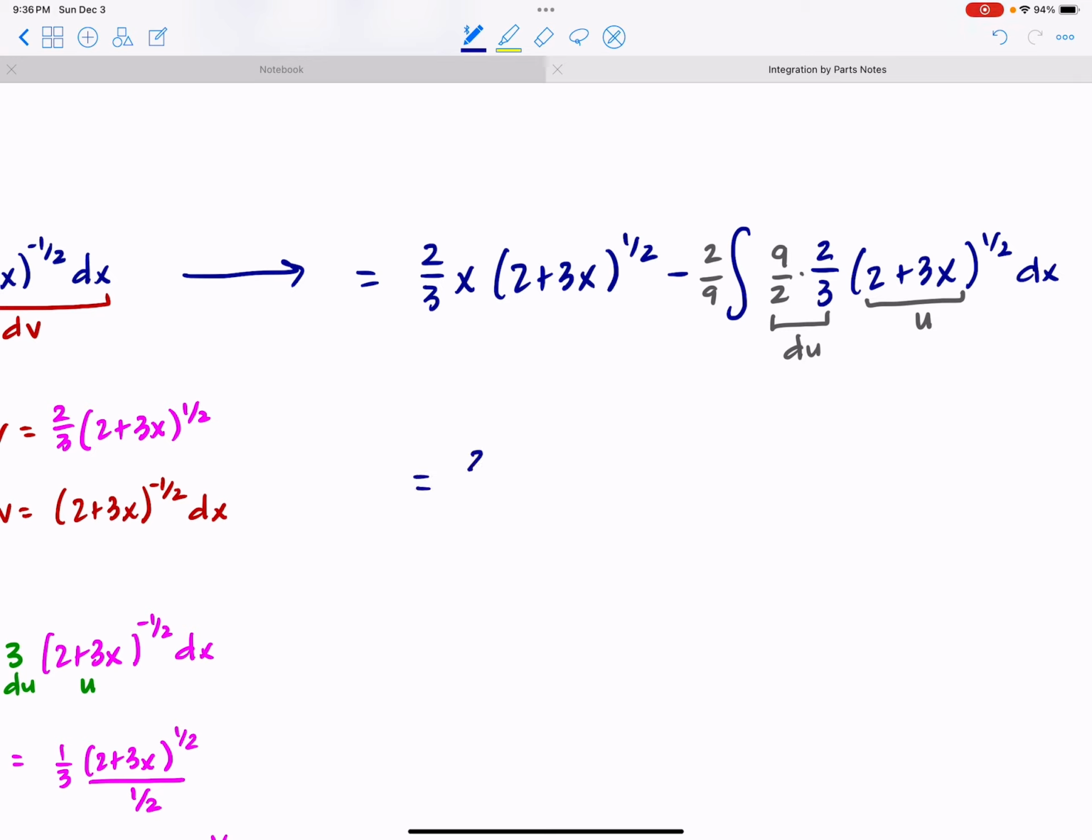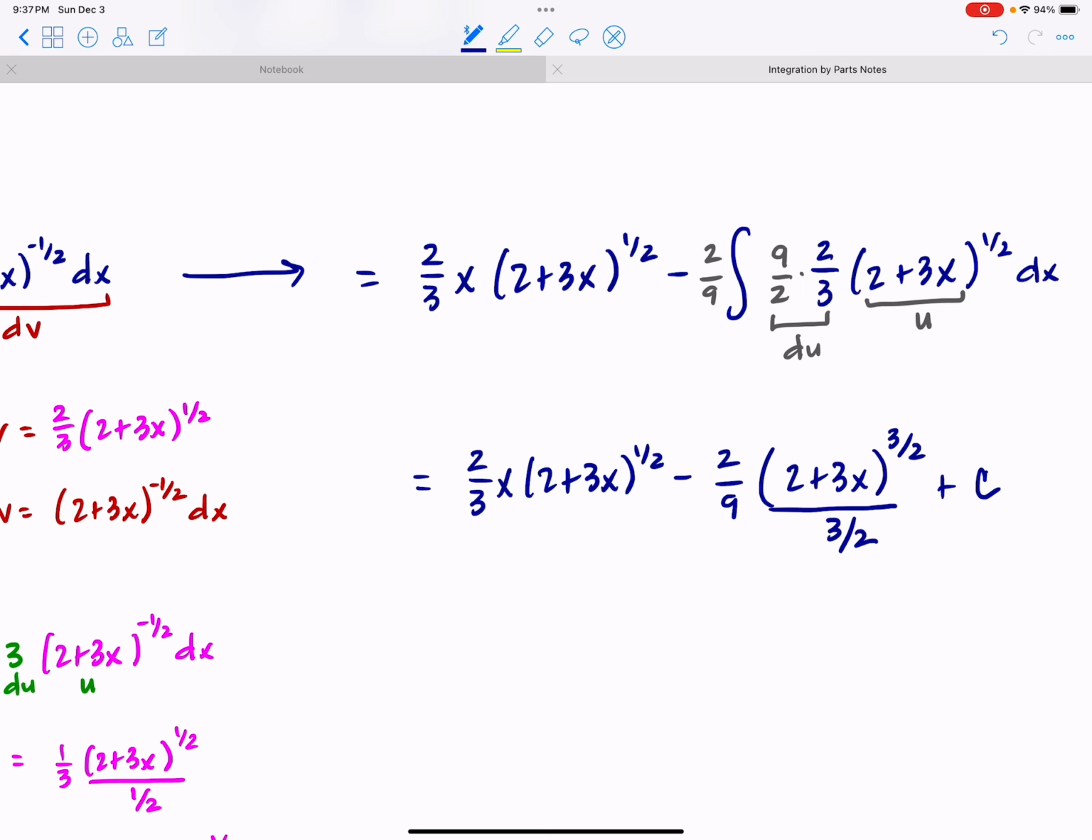So this is going to be equal to 2/3 x, 2 plus 3x to the 1/2 minus 2/9, and now I can use my general power rule because I have u and du. So I'm going to have 2 plus 3x. I've got to add 1 to my exponent, so that becomes 3/2. Divide by the new exponent, which is 3/2. Add my constant of integration.